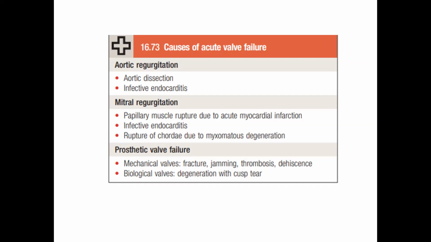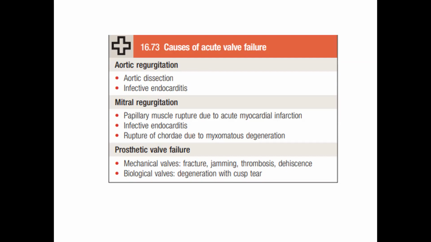In mitral regurgitation, it is due to papillary muscle rupture from acute myocardial infarction, or infective endocarditis, or rupture of chordae due to myxomatous degeneration. Then there is prosthetic valve failure: in mechanical valves, such as fracture, jamming, thrombosis, dehiscence; in biological valves, degeneration in the cusp. So these are the causes of acute valve failure. Aortic regurgitation.